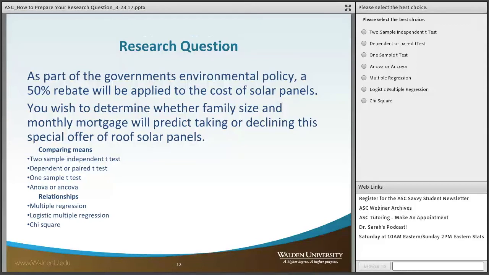And we will have family size will be a value. We'll have monthly mortgage will be a value. Predicting whether we're going to take or decline the special offer divides it into two groups only. So once we collect our data, we will have in SPSS, say, a 1 for those people that took the offer and a 0 for those that did not. This is clearly logistic regression. There is no way that it could be multiple regression because the dependent variable would just be 1 or 0.